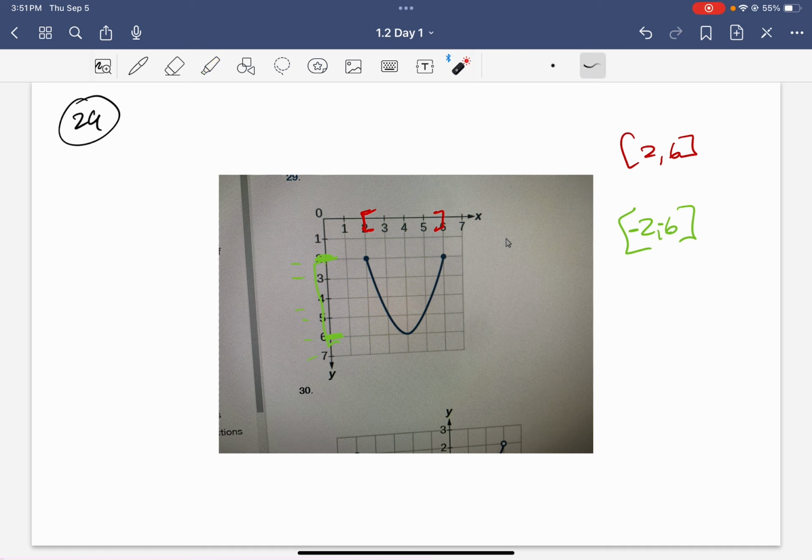29. When we look on the graph, the domain is just the x values. So it would be 2 to 6, including both. And the range is just the y values. So it's -2 to +6. So we want to write that correctly. I think I wrote that backwards. So that would be -6 up to -2, including, right?